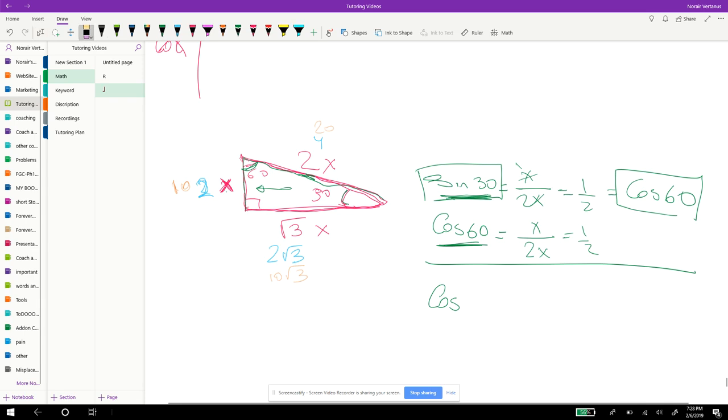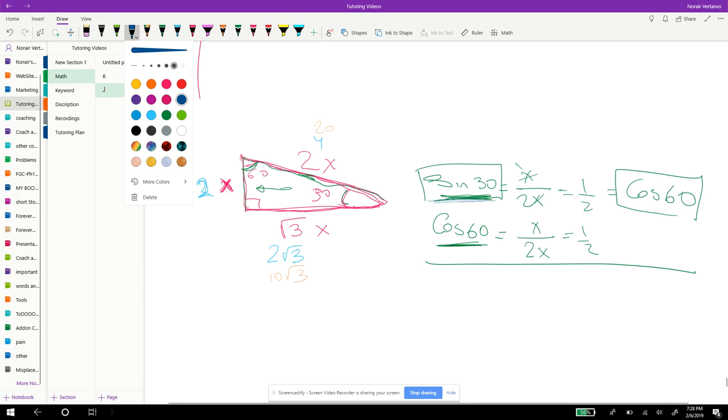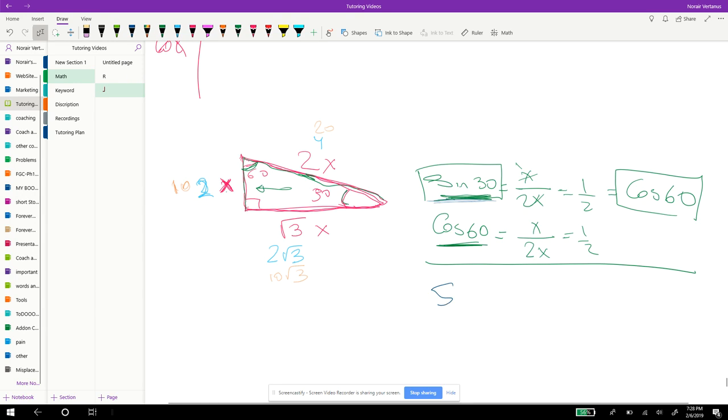I'm going to start with sine. For this one, I started with sine of 30. Now I'm going to talk about sine of 60, and I'll show you that it equals cosine of 30, because 60 and 30 are complementary, they add up to 90. Sine of one of them is equal to cosine of the other one.